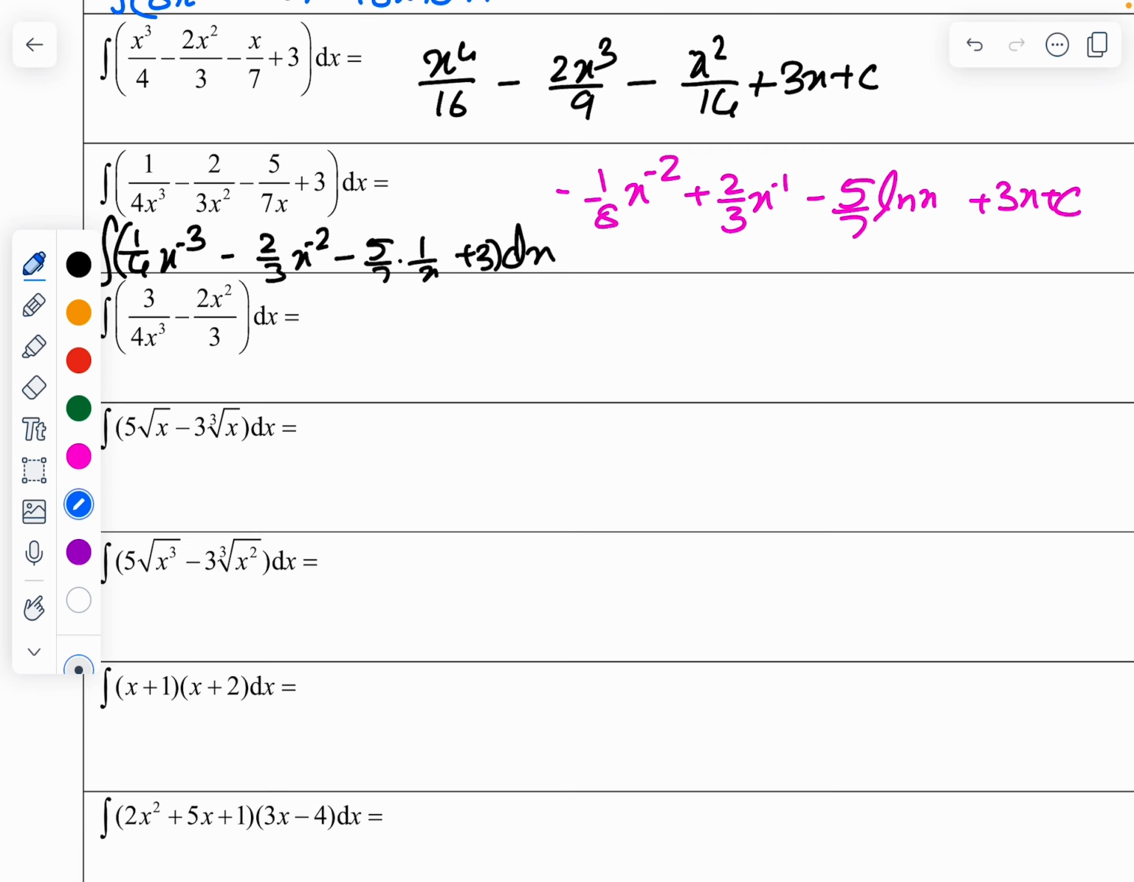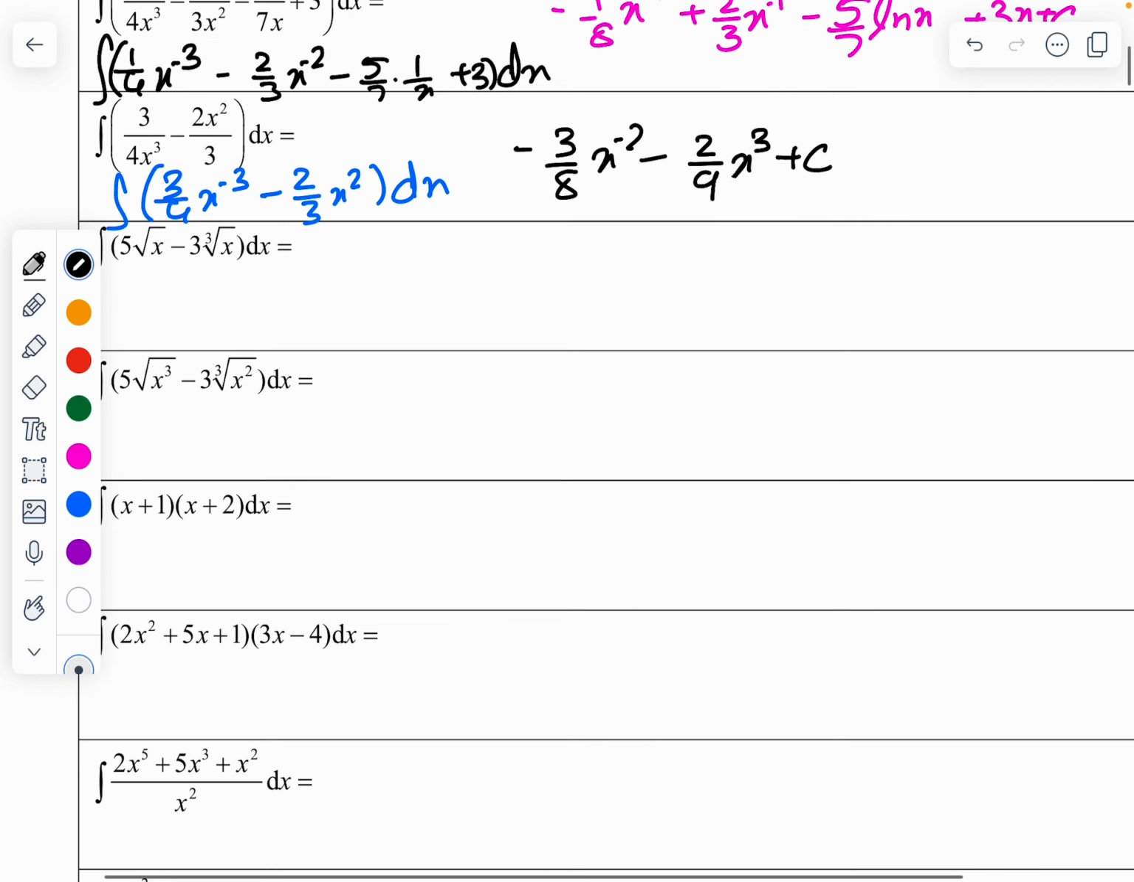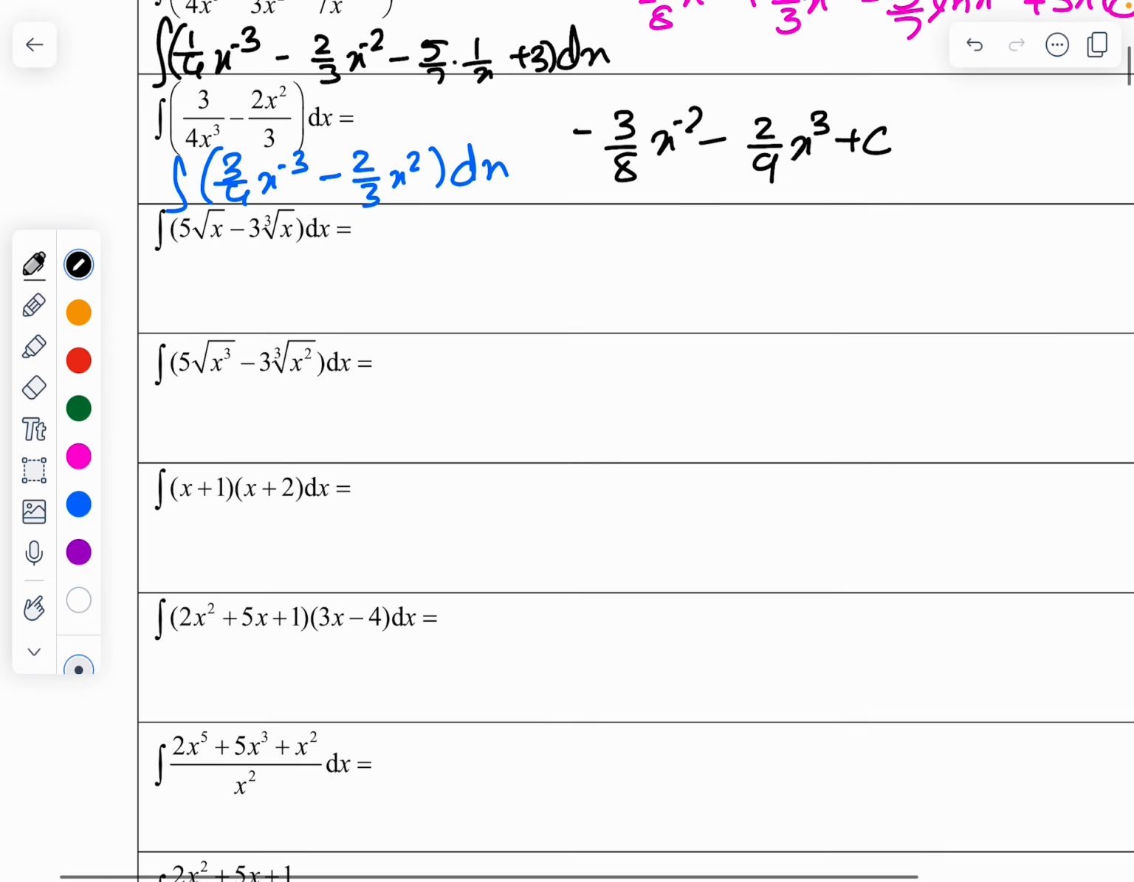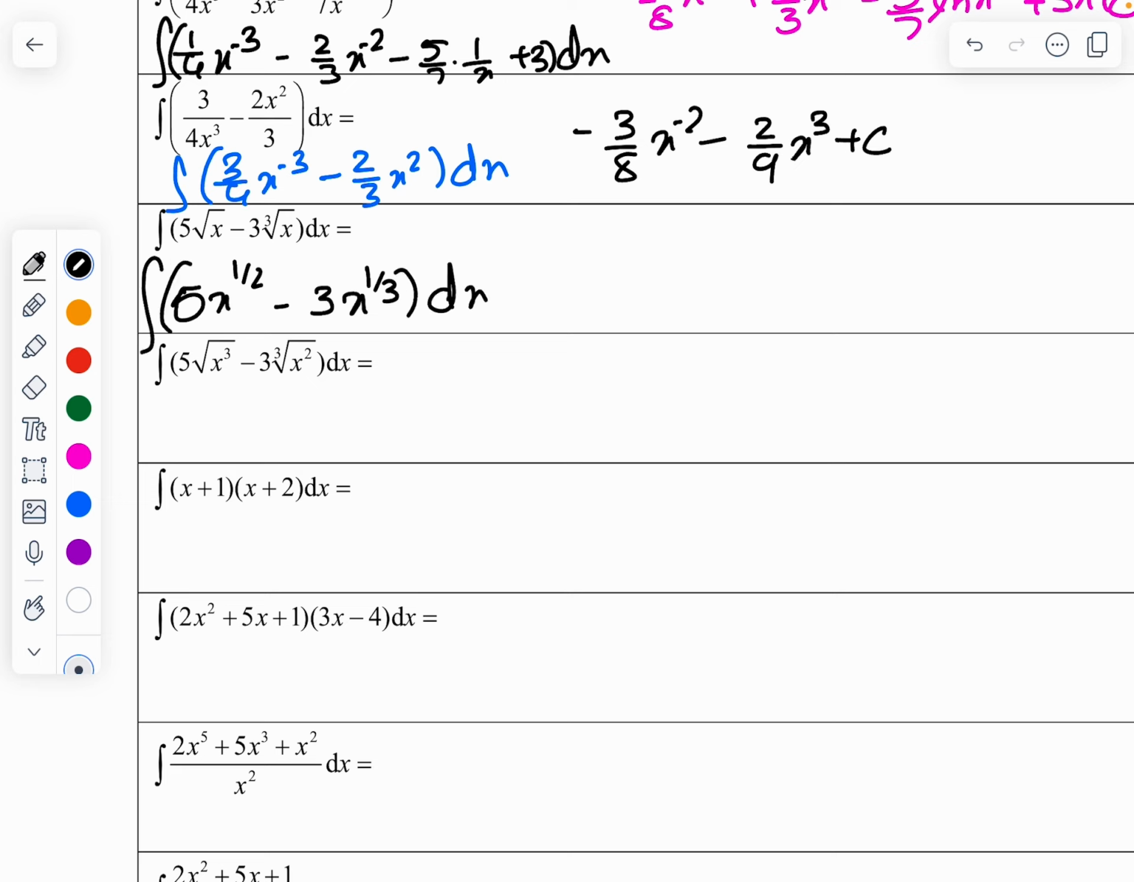Now this in the standard form. First of all, 3 upon 4 x power negative 3 minus 2 upon 3 x power 2 dx. Now the integral answer for this one will become minus 3 upon 8 x power negative 2 minus 2 upon 9 x power 3 plus c. Now for this, it is 5 x power 1 upon 2 minus 3 x power 1 upon 3 dx. So the answer becomes 5 times 2 upon 3 x power 3 upon 2 minus 3 times 3 upon 4 x power 4 upon 3 plus c.